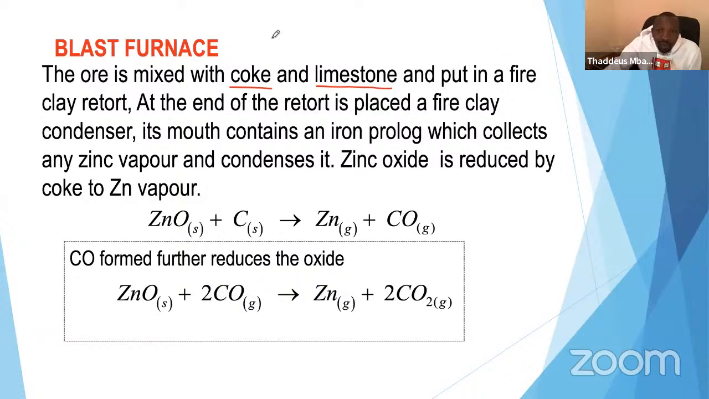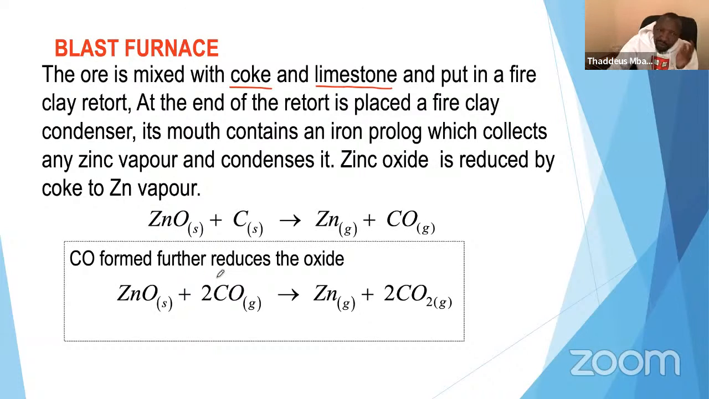One of the raw materials is zinc ore, then coke and limestone. They are put in a fire clay retort. At the end of the retort is placed a fire clay condenser. Its mouth contains iron fluoride, which collects any zinc vapor and condenses it. Zinc oxide is reduced by coke to zinc vapor. So this is what happens now.